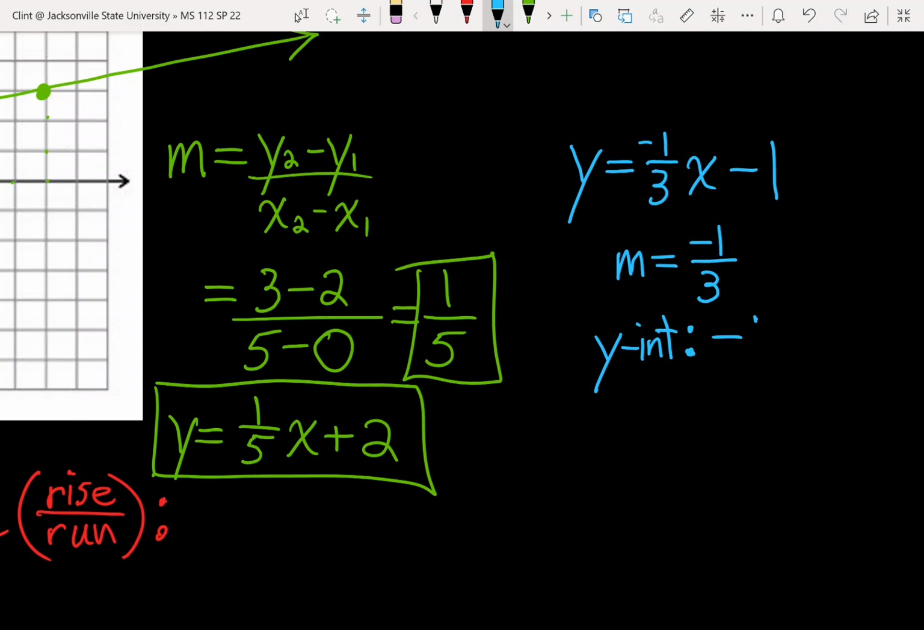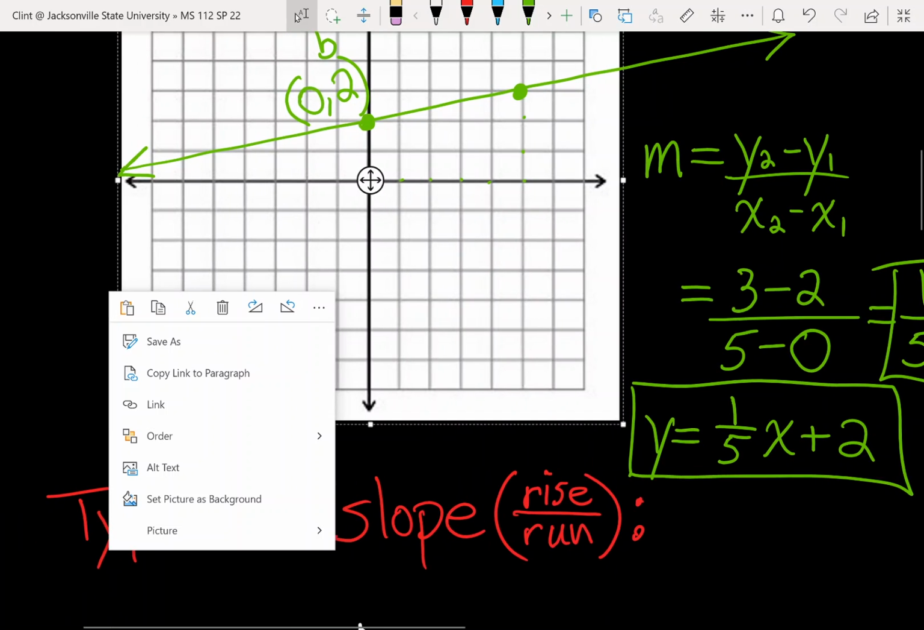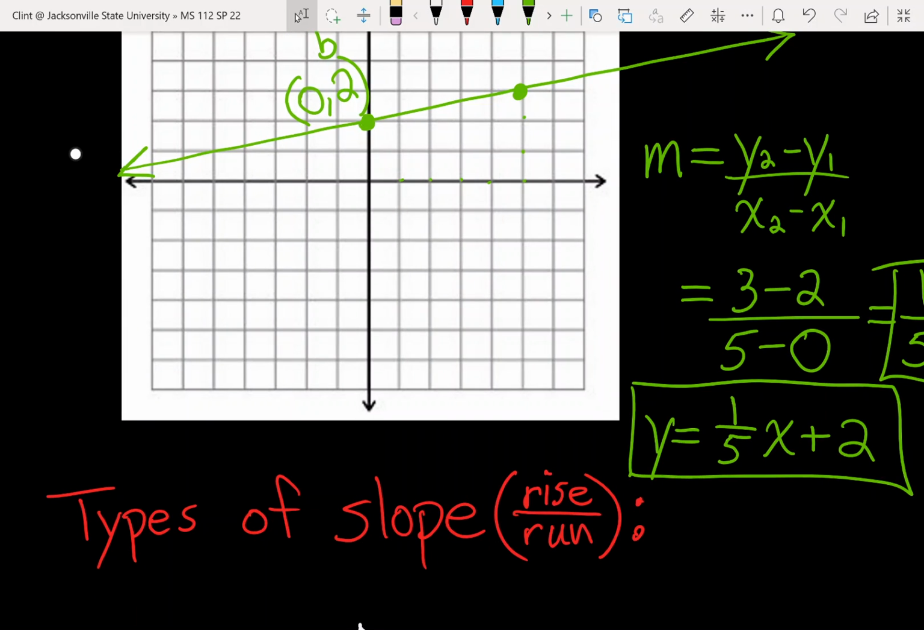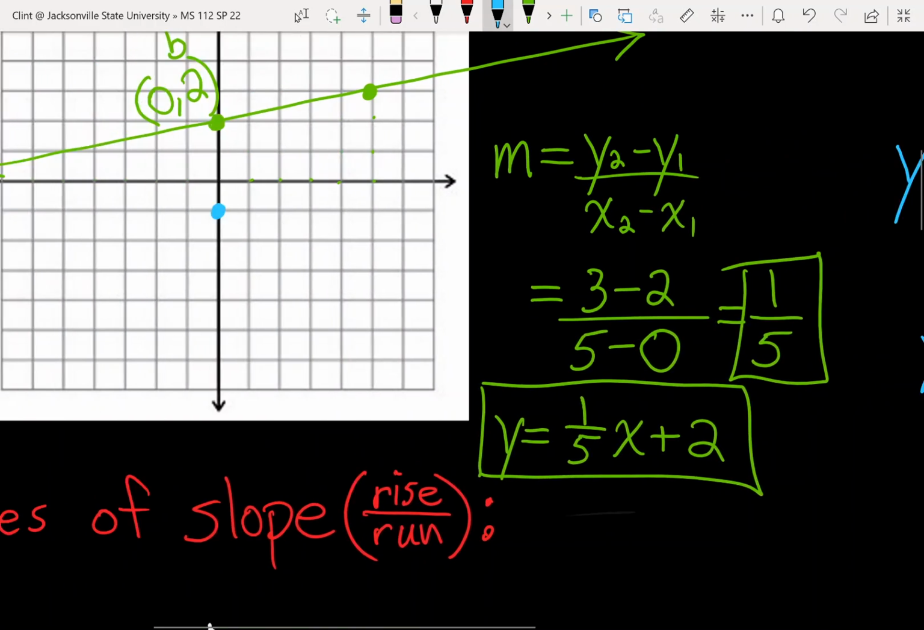Negative 1. Okay. So to put that on our graph, our y-intercept is at negative 1. So I'm going to start at the origin and go down 1. There's my y-intercept at negative 1. And then I can use my slope to figure out another point on the graph. My slope was negative 1 over 3.